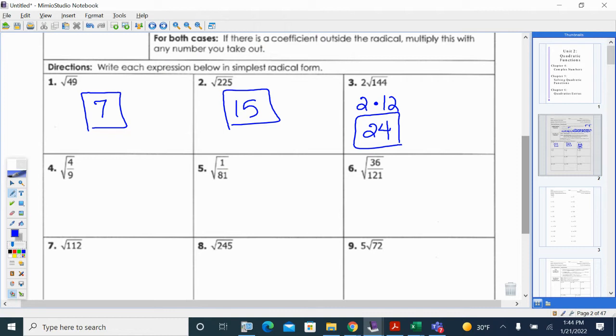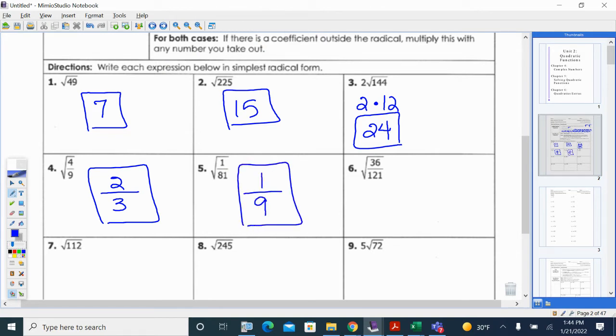On example number 4, the square root of 4/9, all you have to do is take the square root of the top and square root of the bottom. 4 is a perfect square, 9 is a perfect square. The square root of 4 is 2, the square root of 9 is 3. Done. The same thing is going to happen on 5 and 6. The square root of 1 over 81, what's the square root of 1? 1. What's the square root of 81? 9. So the square root of 1 over 81 is 1/9.